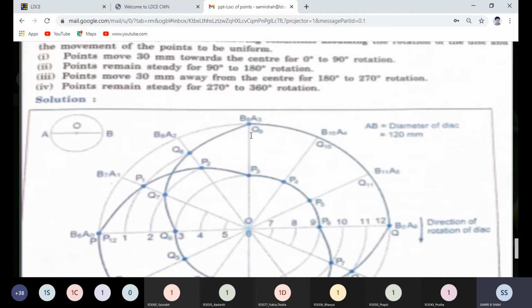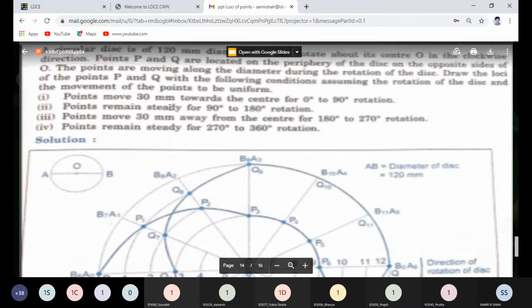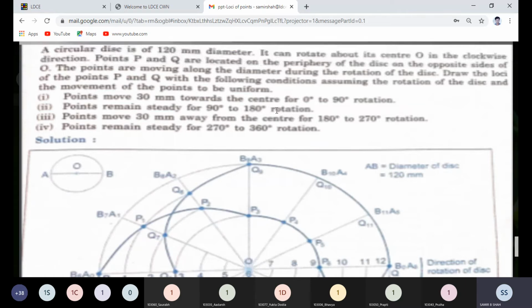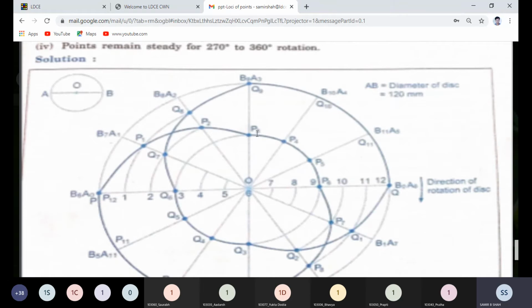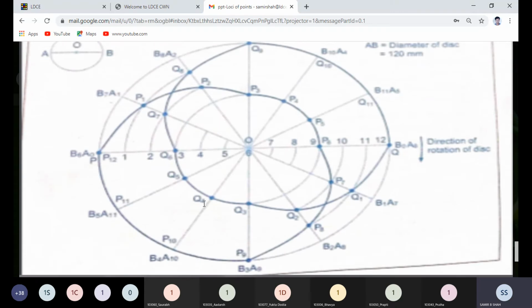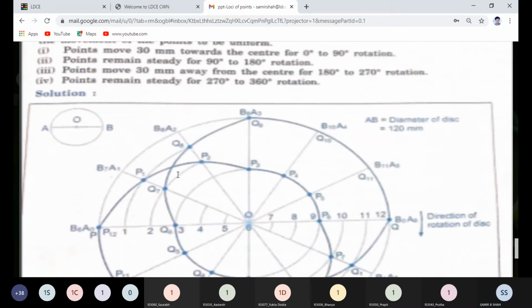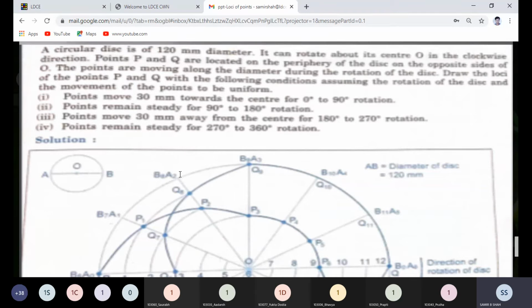So from here you have the remaining 30 mm for the remaining 90 degrees, and you have to draw the constant. Means from P3 take a circle up to the 9th point, and same way from Q3 take a circle up to this point. So this is totally 30, 30, 30 and this is also 30, 30, 30. In this way 90 degree is covered by point P and also for point Q. Now we have completed up to 6 points.